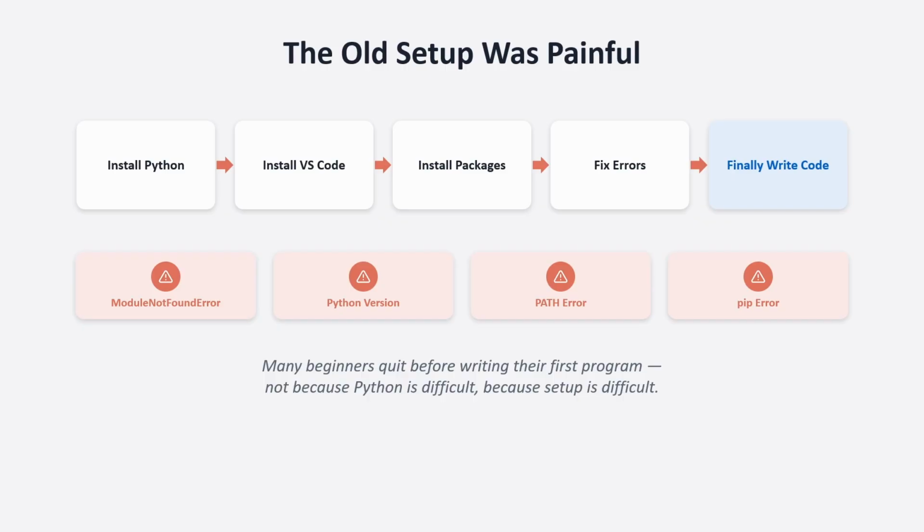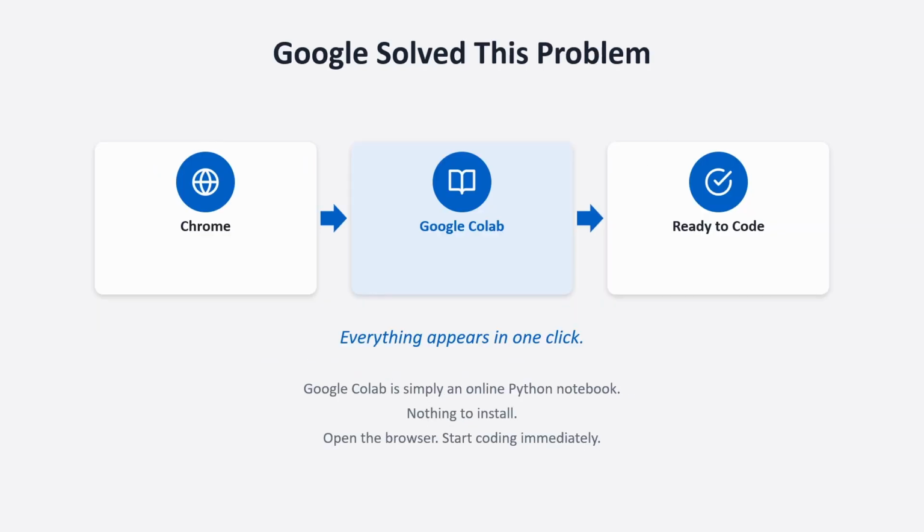There are module not found errors, Python version issues, path errors, pip errors. There are so many issues. Google solved this problem and many AI engineers are using it nowadays. Just their Chrome browser, open Google Colab, and they are ready to code. Everything happens in one click. Google Colab is simply an online Python notebook, nothing to install. Just open the browser and start coding immediately.